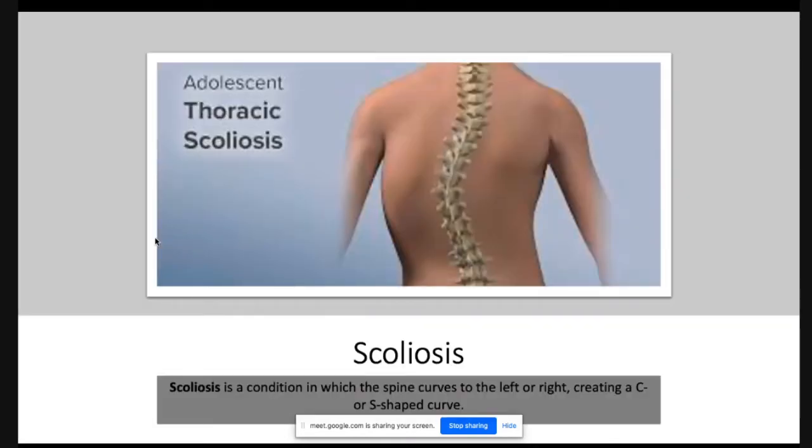For example, the first clinical condition which we get related to spine pathologies is scoliosis. So you can see in this picture, scoliosis is a condition where the spine curves either to the left or to the right. It may not be only one side. We call it a right deviation or left deviation of the spine. And this deviation can form in the shape of S or C.